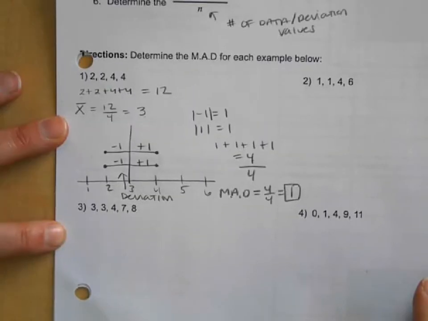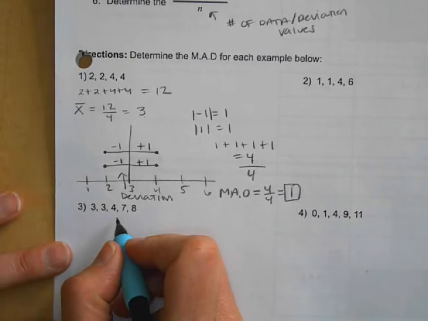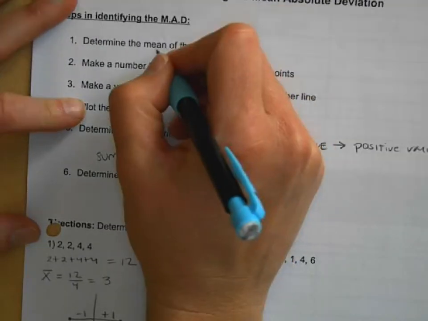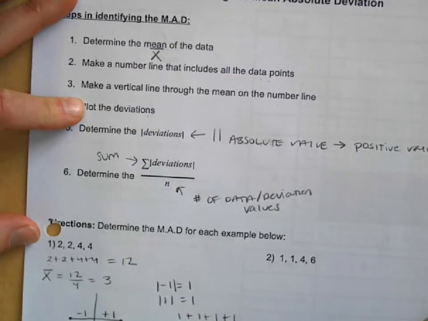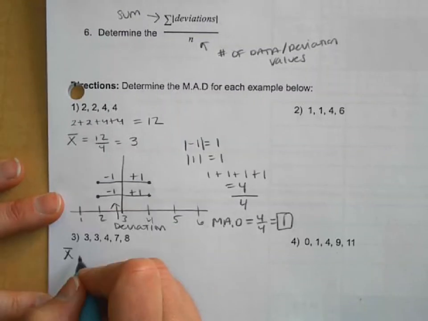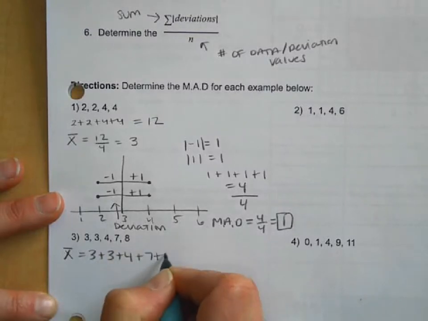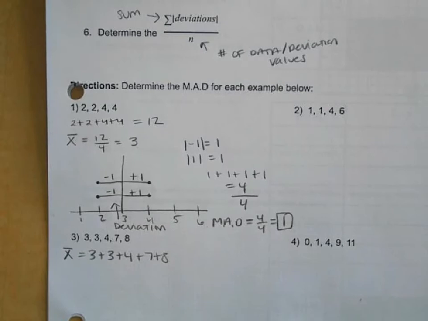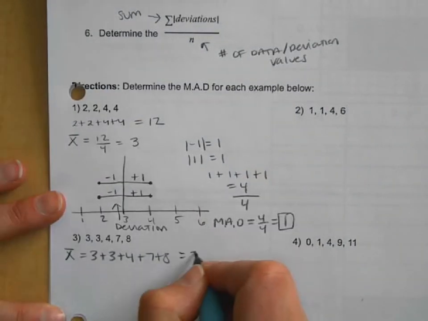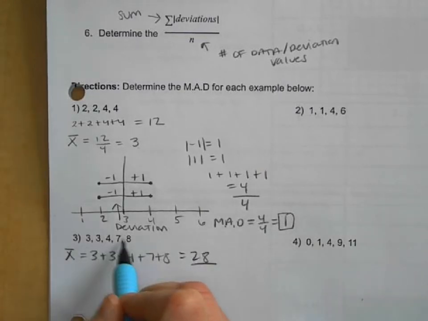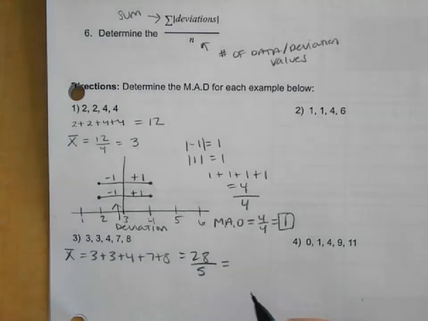I'm going to do number 3. So again, we are going to take the mean of our data. This x bar represents the mean. Let me actually write that up here too. X bar represents the mean of our data. So now I'm going to do 3 plus 3 plus 4 plus 7 plus 8. When I actually add that in my calculator, I get 28. I'm going to divide by the number of data values I have, 1, 2, 3, 4, 5.